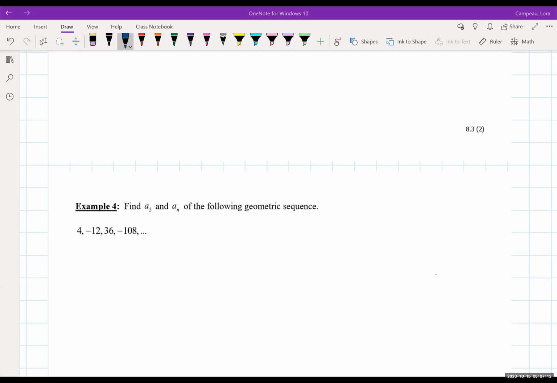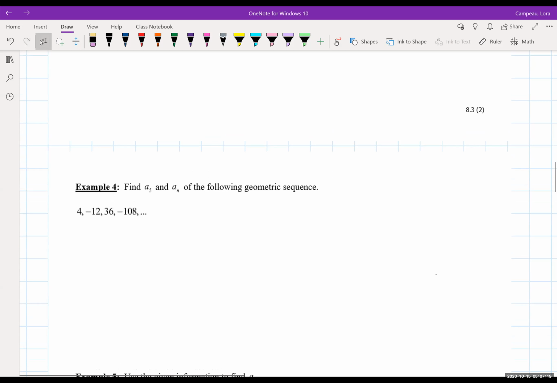So now a slightly different way to ask a question that you're probably used to seeing. However, sometimes it's not specifically giving us what we need straight off the bat. So let's look at example 4. We are being asked to find a sub 5, so that is the fifth term, and a sub n, the general term, of the following sequence. And it's geometric. That's the good news, that they're telling us that.